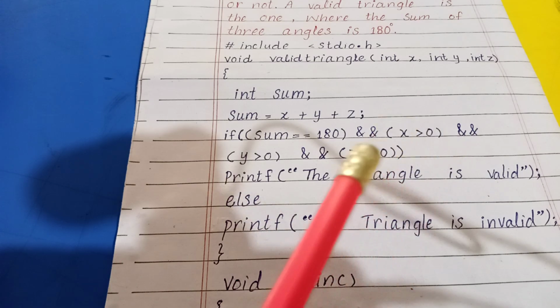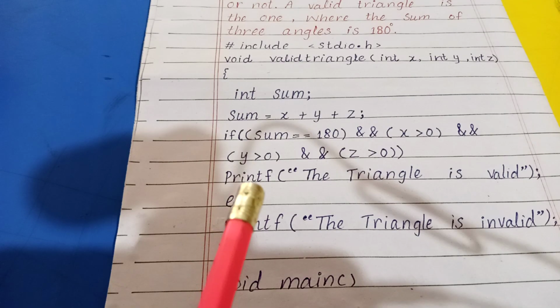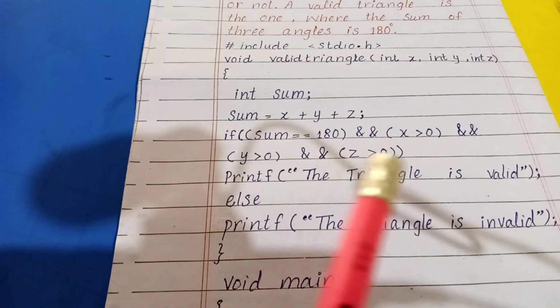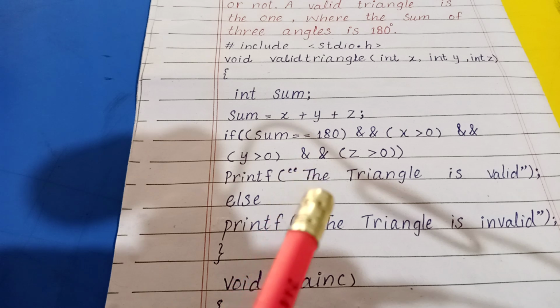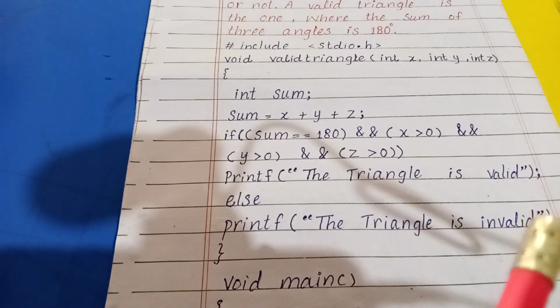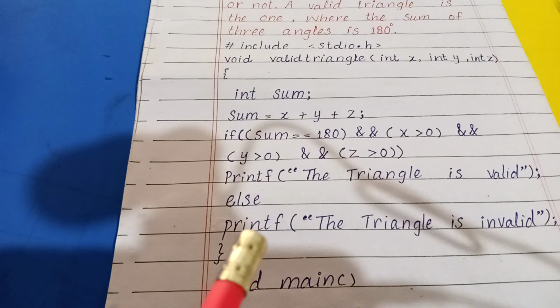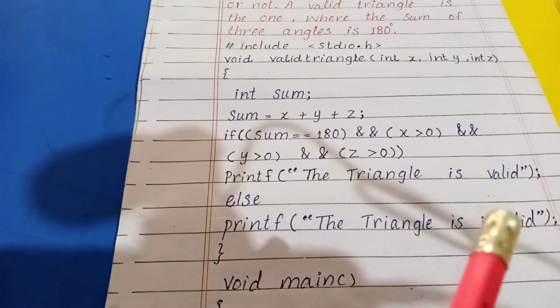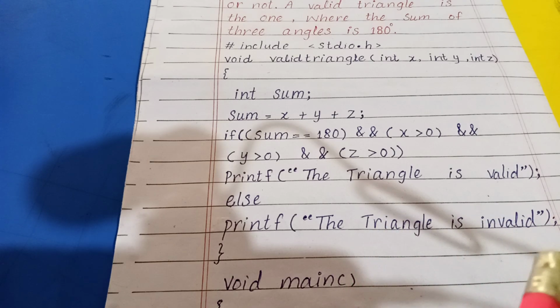And next you can see printf. We are using the printf function that will display on the screen. If we have this valid condition, then it will display this message: the triangle is valid. Else, if we have not fulfilled this condition, then we are using the printf function again, within double quotes: the triangle is invalid, using the semicolon, and closing curly braces.